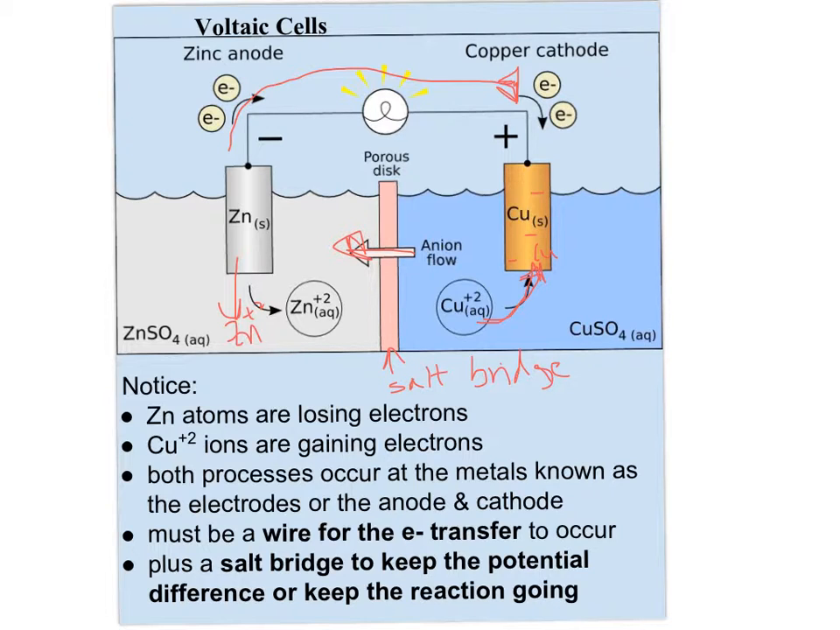And as cations over here become copper atoms, we also will see cations flowing in the opposite direction. So both processes are occurring at the metals known as the electrodes. And as I said, we need to have a salt bridge to keep that potential difference going.